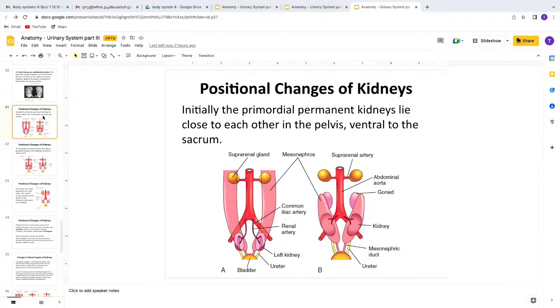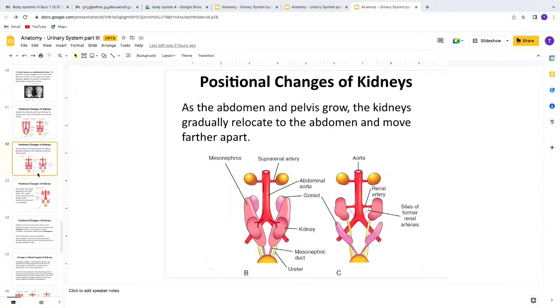So during development, the kidney structure, not structure, but mostly position, is changing. Initially, the primordial permanent kidneys lie close to each other in the pelvis, ventral to the sacrum, as you see here. So they are too close to each other, and next to the bladder, on the ventral surface of the sacrum, right? These are the mesonephrons here. And inside, these are the gonads. Okay.